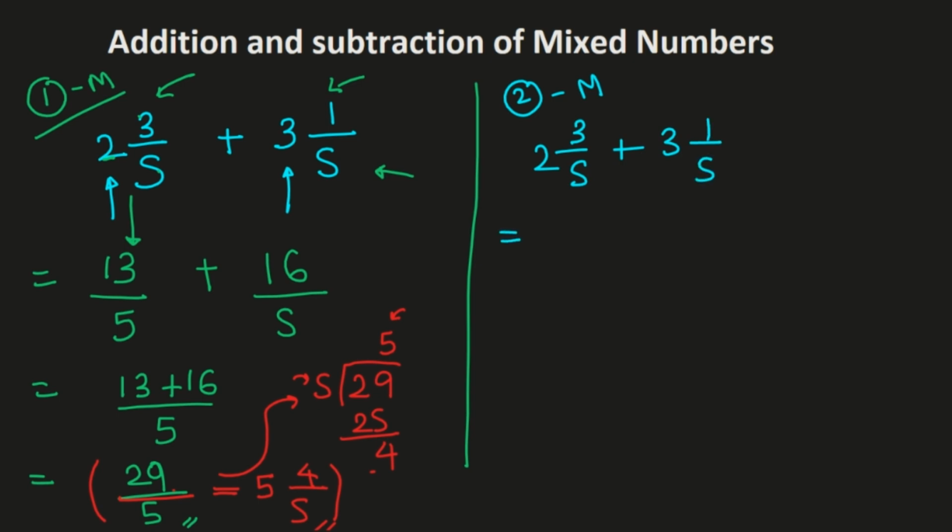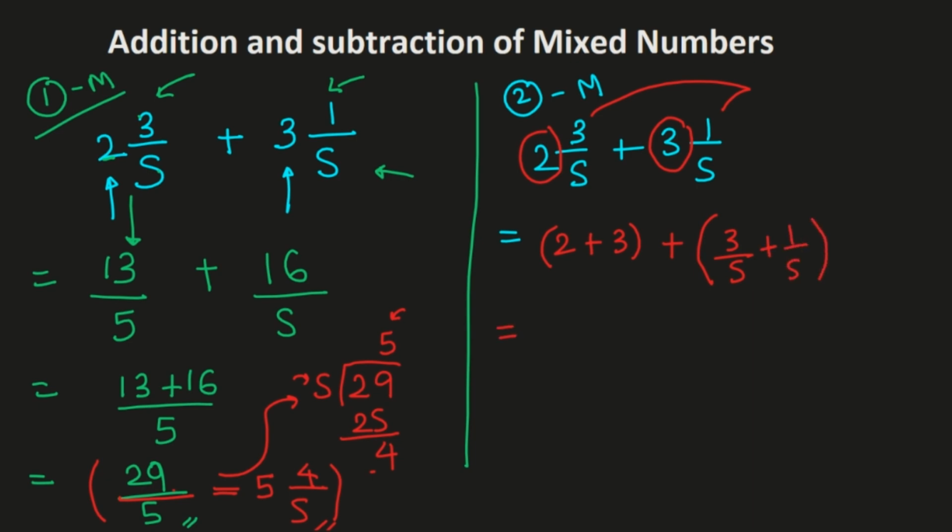So in this method, what I'm doing is I'm separately adding the whole number parts and I'm separately adding the proper fractions part, right? So what are the whole numbers? 2 plus 3. So put two brackets here, right? Then plus, what do you have to do next? You need to add 3 upon 5 plus 1 upon 5.